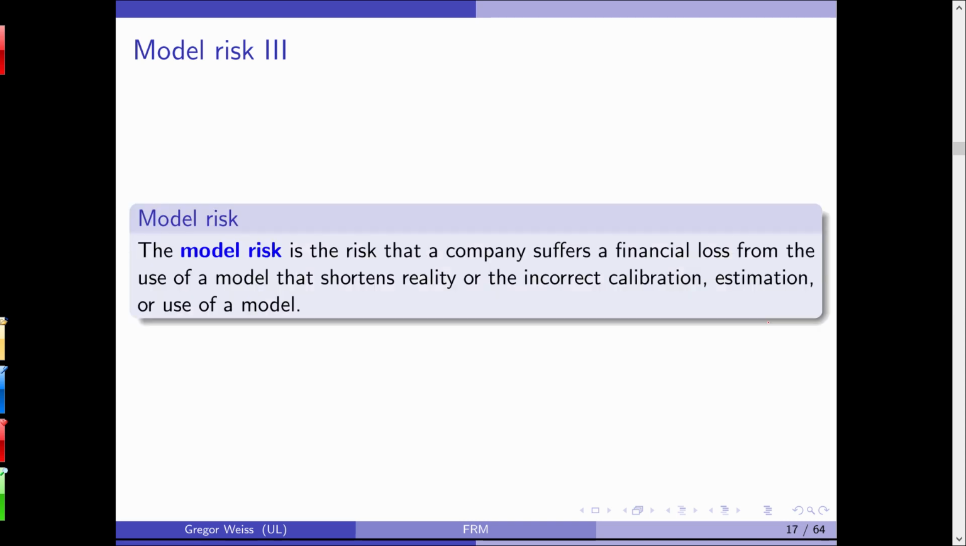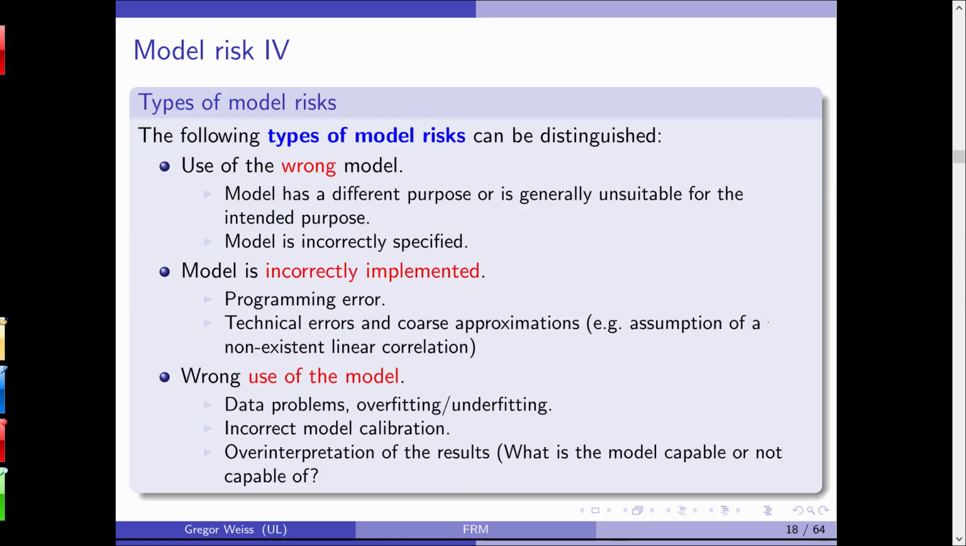This is model risk. It's the risk that a company suffers a financial loss from the use of a model that shortens reality or the incorrect calibration, estimation, or use of a model. Actually, a model always shortens reality. That's the very definition of a model. But it might be that a model is too simplistic. It might be that the model should be more complex in order to accurately model reality, and it could be that the model itself is suitable, but it's wrongly calibrated, it uses the wrong set of data, and the effect is that you're facing financial losses.